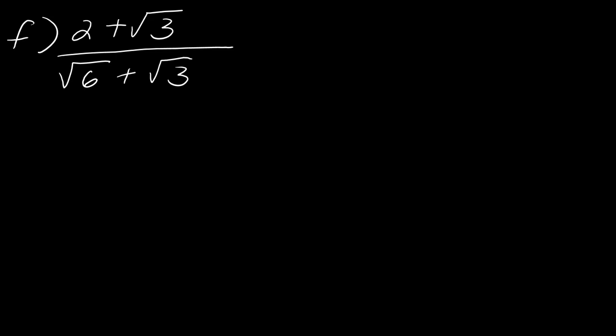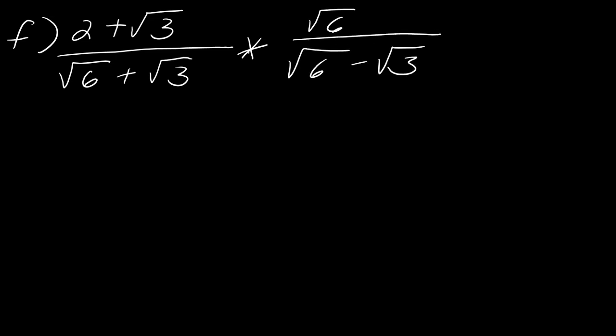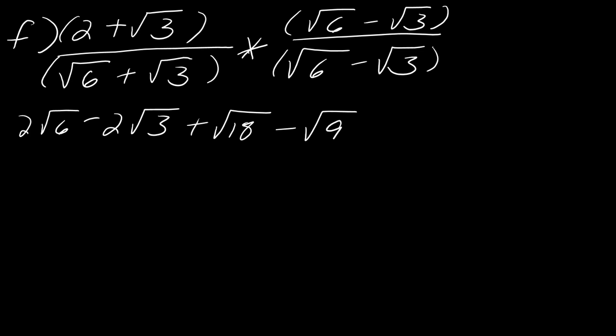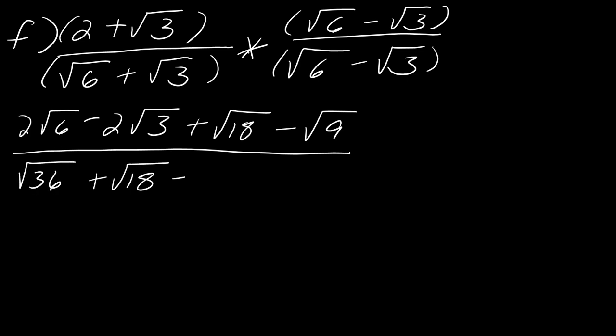And so for the last one, once again, I'm going to multiply by the conjugate. So this is going to be square root of 6 minus square root of 3. And okay, now we have a whole bunch of stuff to FOIL out, so let's get to it. So this will be 2 times the square root of 6 minus 2 times the square root of 3 plus the square root of 18 minus the square root of 9. So there will be some things to simplify there. And then in the denominator, we have the square root of 36 plus the square root of 18 minus the square root of 18 minus the square root of 9.